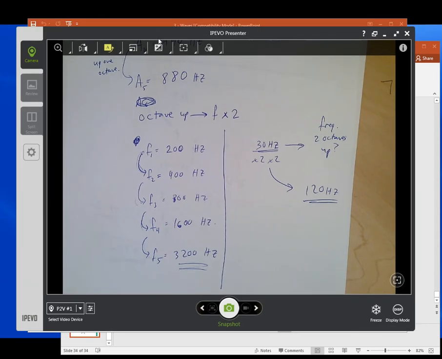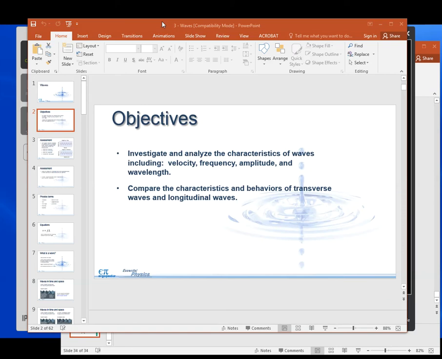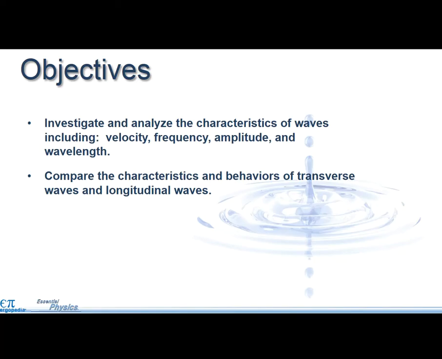now we can move on, talking about the wavelength. So let's see here. Okay, so we want to basically review some things about velocity, frequency, amplitude, and wavelength.